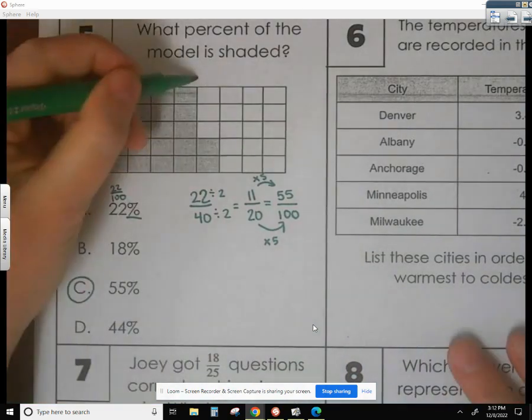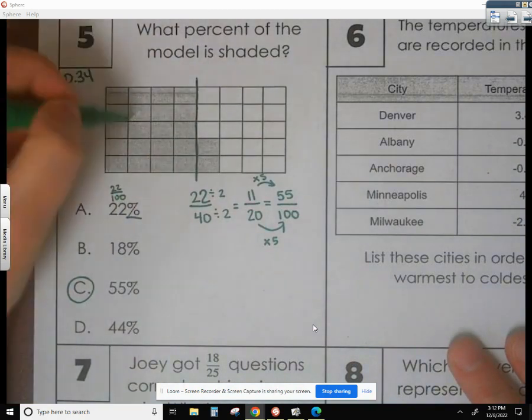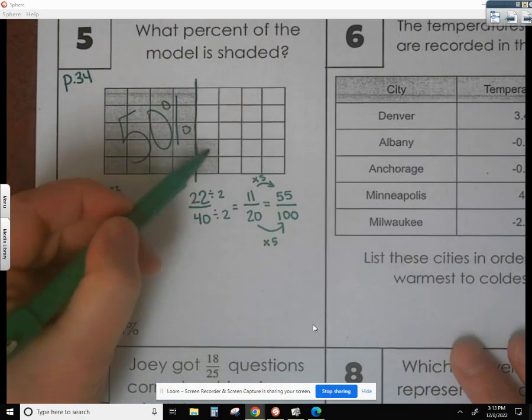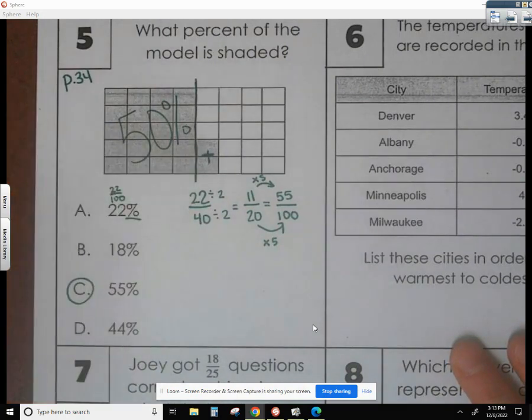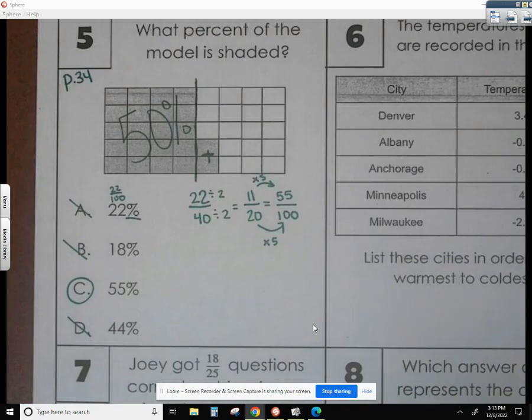Something else to notice is that the halfway mark would be 50%. So this over here is 50% shaded. We know we have a little bit more than 50% shaded, so our answer should be more than 50%. All the other answers here are less than 50%, so they couldn't even be right even if we wanted them to be.